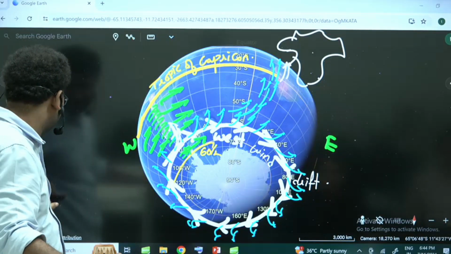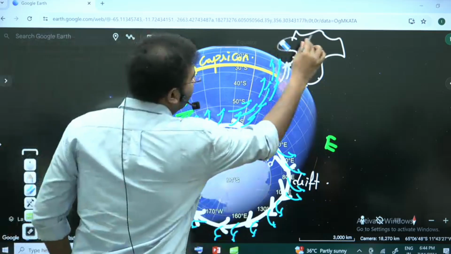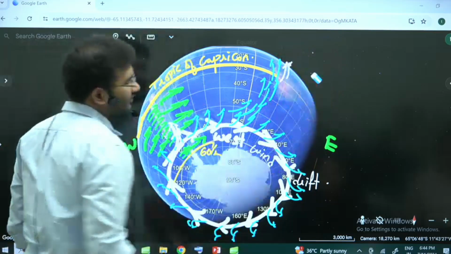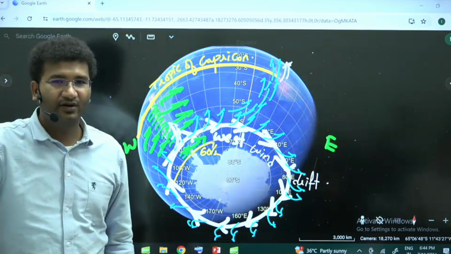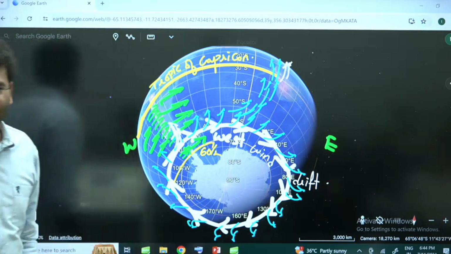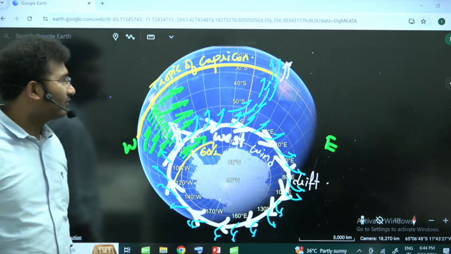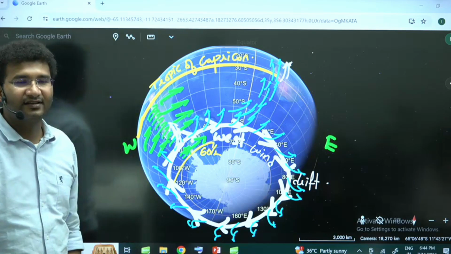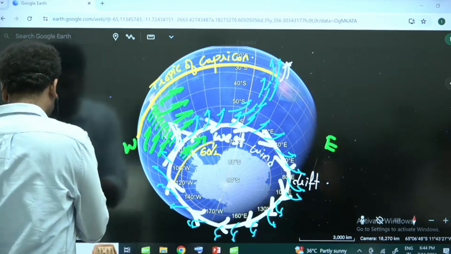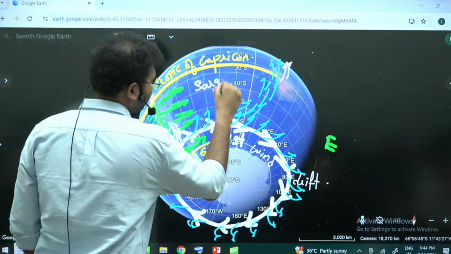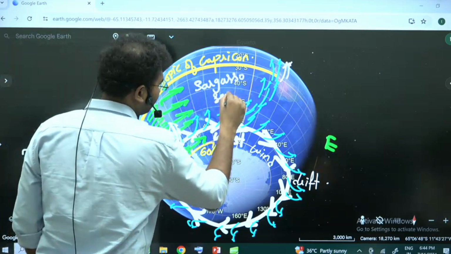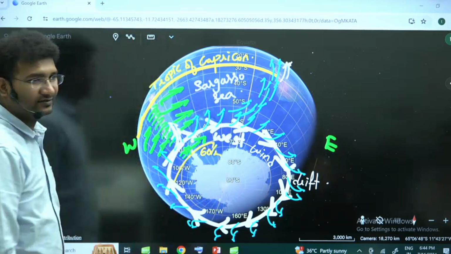So, in totality, this is how your currents move from one place to another place. And what is a Sargasso Sea? What is a Sargasso Sea? Okay, what is a Sargasso Sea? Sargasso Sea is nothing but this. This is called Sargasso Sea.